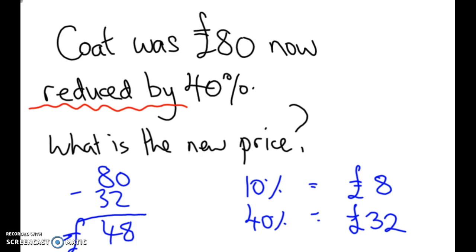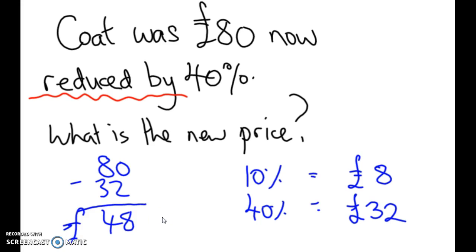Here's one to have a go at. Actually, don't have a go at it because I've already revealed the answer there. Same method as before. Found 10%, £8. 4 lots of that, £32, and because it's a reduction, I've taken that away.